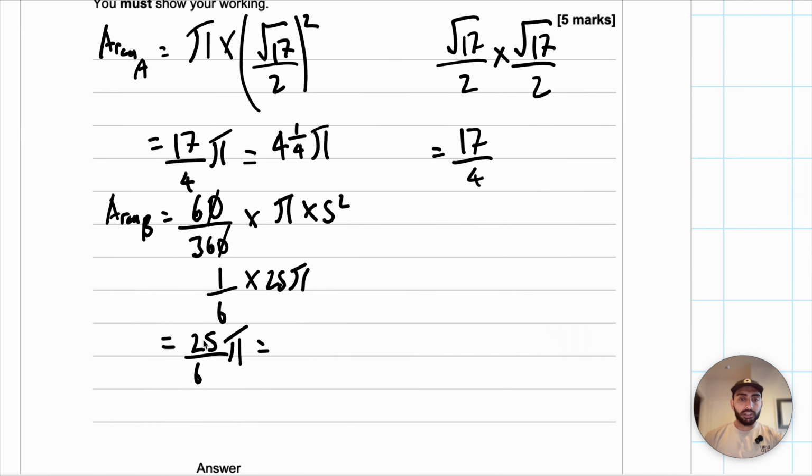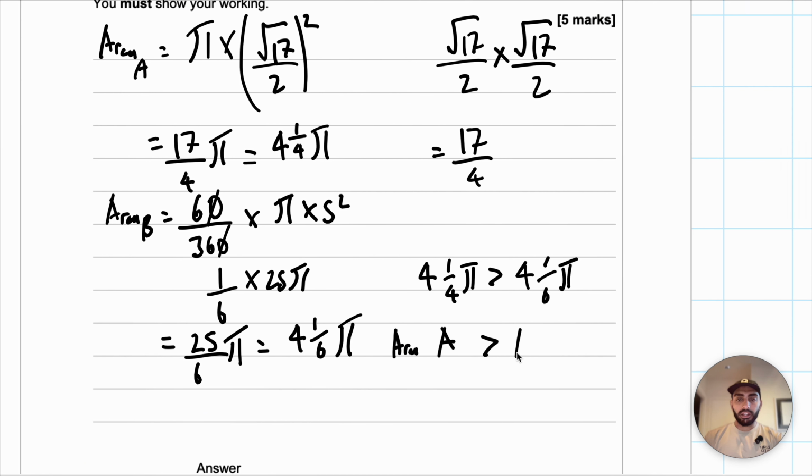For this one, 6s into 25 is 4, 1 remaining over 6 pi. And now they've both got 4s, but this one has 1/4 and this one has 1/6. So which is bigger? 1/4 is going to be greater than 1/6 because it's split up into less parts. So I'm going to write 4 and 1/4 pi is greater than 4 and 1/6 pi. So that's telling me that area of A is greater than area of B.